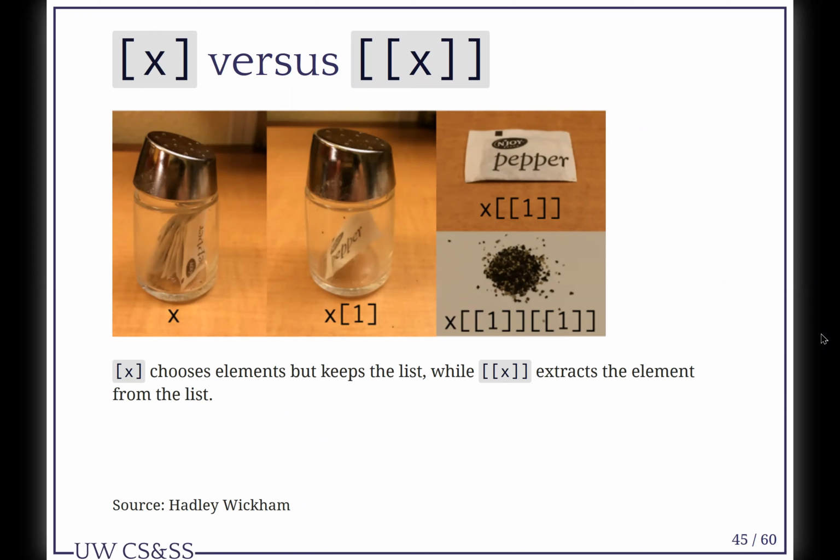Hadley Wickham put out this really incredible photo to explain how the double brackets work in lists. So let's say we have this shaker with a bunch of packs of pepper inside. This is going to be our list. If we subset to just the number 1, we would get our element, just the pepper packet, but still inside of the container. If we double bracket and get the 1, we'll get just the element that we asked for, just the packet of pepper. And if we chain double brackets together, we'll get what's inside of that container, which is the pepper.